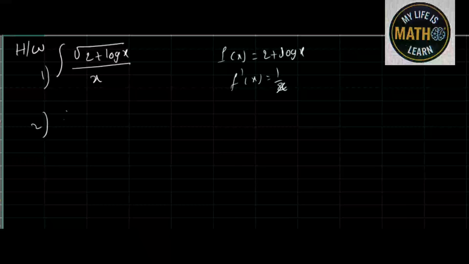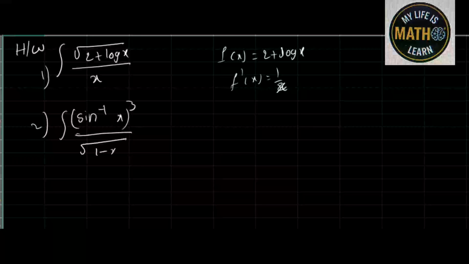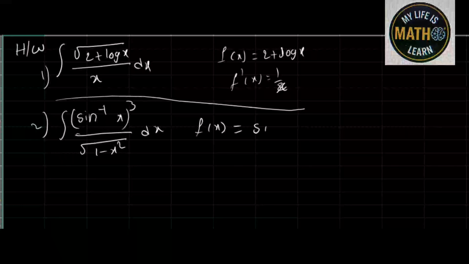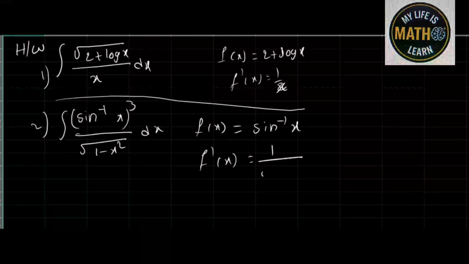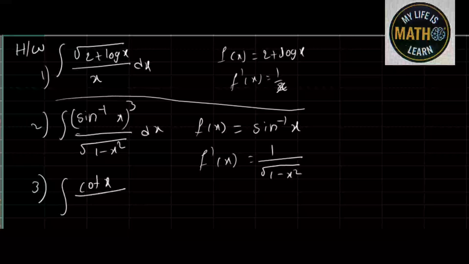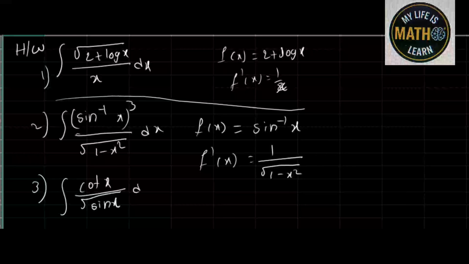So square root of 2 plus log x we write as 2 plus log x whole power 1 by 2. You will get the answer. Next, second problem. Integral of sin inverse of x whole cube by square root of 1 minus x square dx. Here f of x is equal to sin inverse of x and f dash of x is equal to 1 by square root of 1 minus x square.